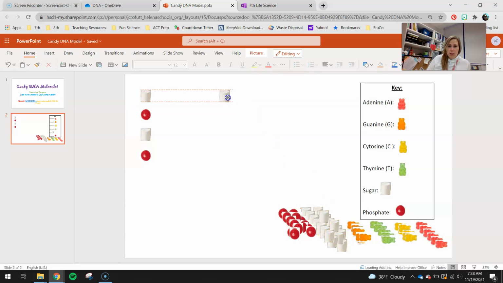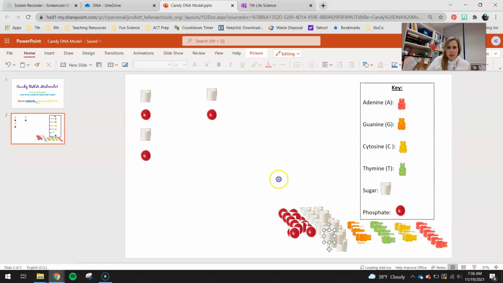Then you're going to do the same thing for the second side of DNA, so make 2 strands. Grab your sugars, which are your marshmallows, and your phosphates, which are your Red Hots, and do 1, 2, 3, 4, 5 down each side. In total, you should use 10 marshmallows and 10 Red Hots. Go ahead and pause this video and build your sugar phosphate backbones for your 2 strands of DNA.